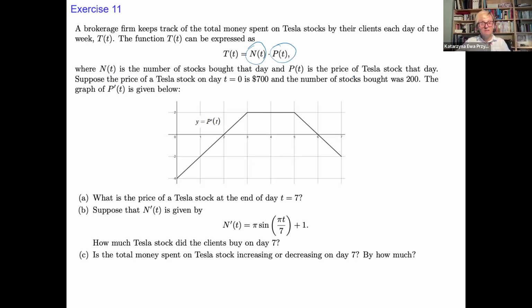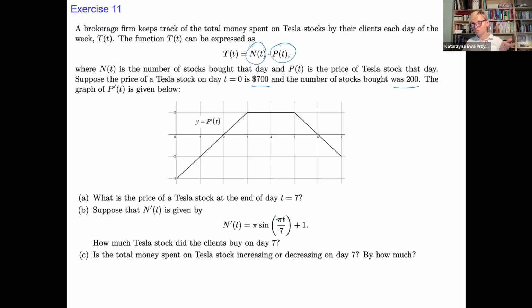Suppose that the price of a Tesla stock on day t equals 0, the initial price, is $700, and the number of stocks bought is 200. The graph of the rate of change is presented here. For the price, we have the graph of P prime. And in part B, N prime, the rate of change of the number, is given by a formula. So this one is a graph, this one is a formula. We have to deal with both.